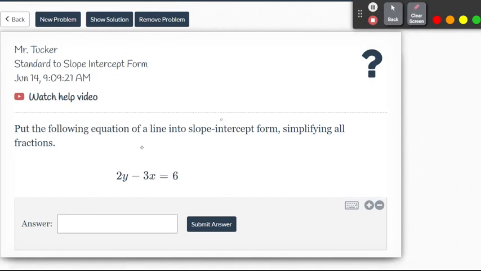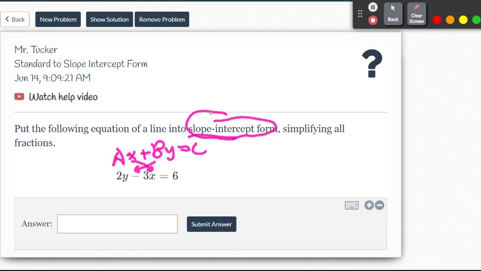Often we're given equations of lines in standard form, and then we have to put them in slope-intercept form, mostly because it's very convenient to graph out of slope-intercept form. Standard form is the way this one is given. It's typically ax plus by equals c. This one, they switch places with the x and the y. That doesn't really matter. But slope-intercept form is where we're headed.